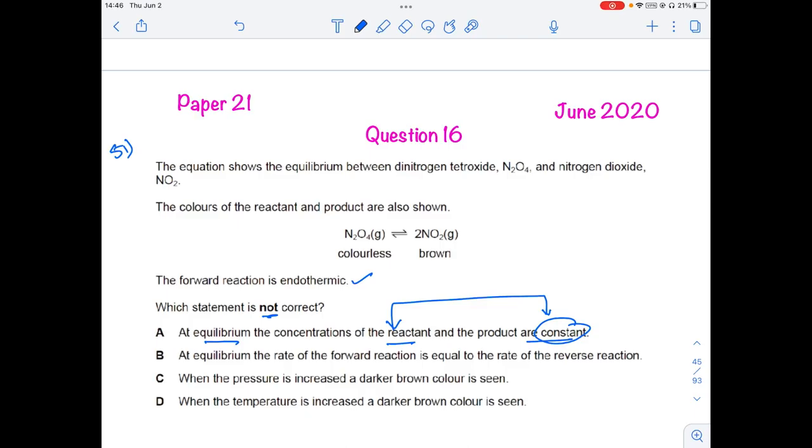At equilibrium, the rate of the forward reaction is equal to the rate of the reverse reaction. That is also correct, because at equilibrium both the forward reaction and the backward reaction take place simultaneously and their rates are the same.